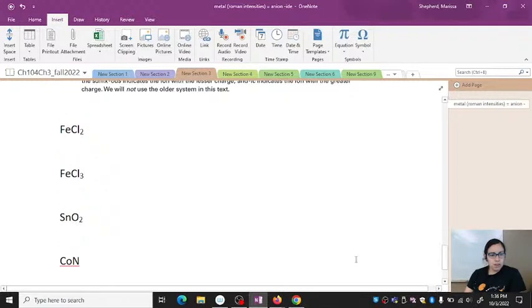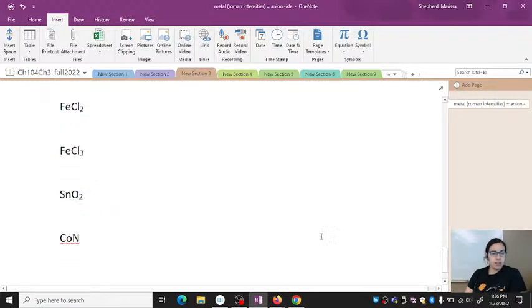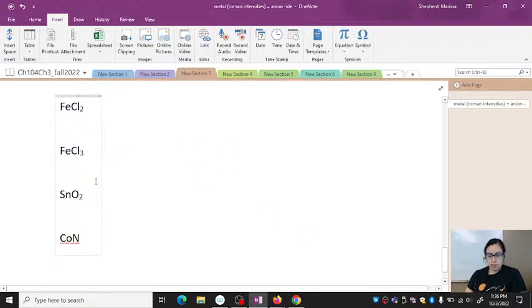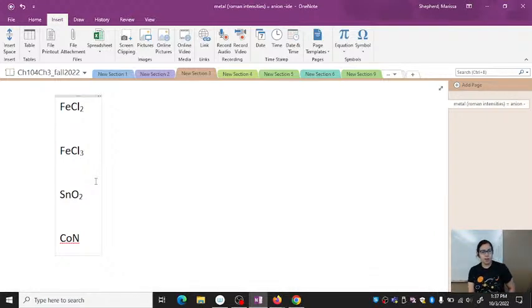So let's try some more naming. So I'll give y'all, take 5 minutes or so, ask your neighbor, and try to name these 4 compounds here.